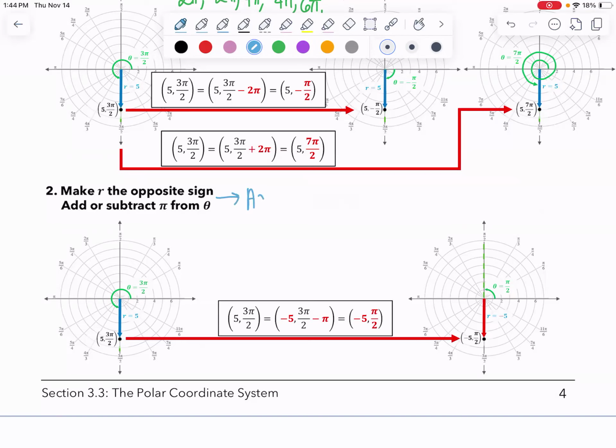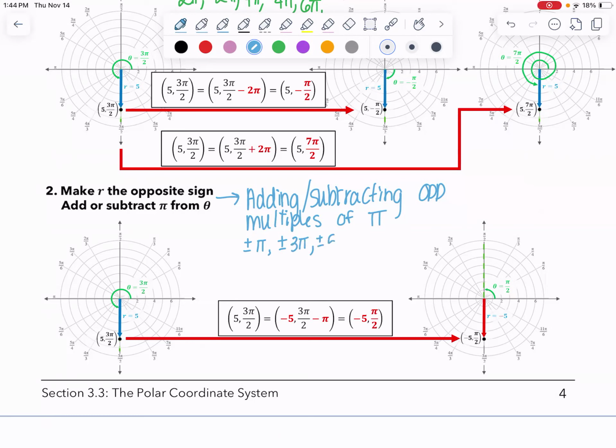So adding or subtracting odd multiples of pi. So adding or subtracting pi, adding or subtracting 3 pi, adding or subtracting 5 pi, adding or subtracting 125 pi. Those are all going to give you the opposite direction. You're going to end up in the opposite direction if you add or subtract an odd multiple of pi.